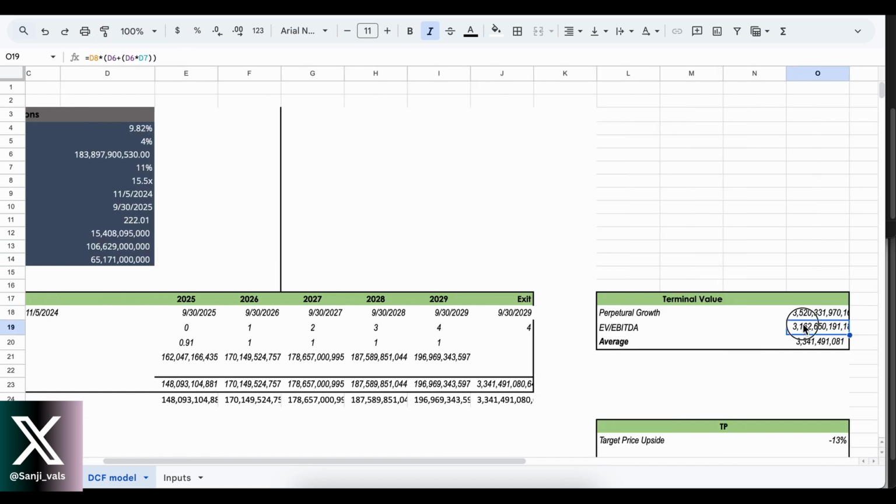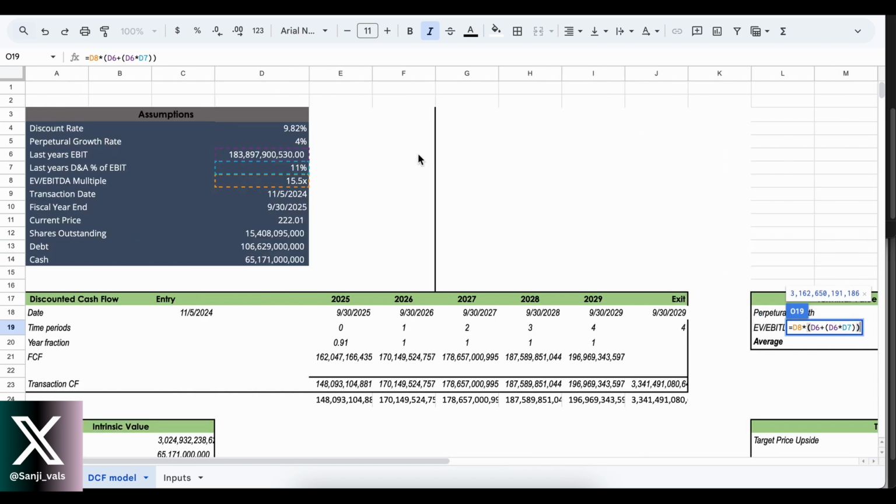Now we calculate the enterprise value EBITDA. The formula is also given. You take the enterprise value and multiply it by the last year EBIT, plus EBIT multiplied by the percentage depreciation from the earnings before interest and tax.